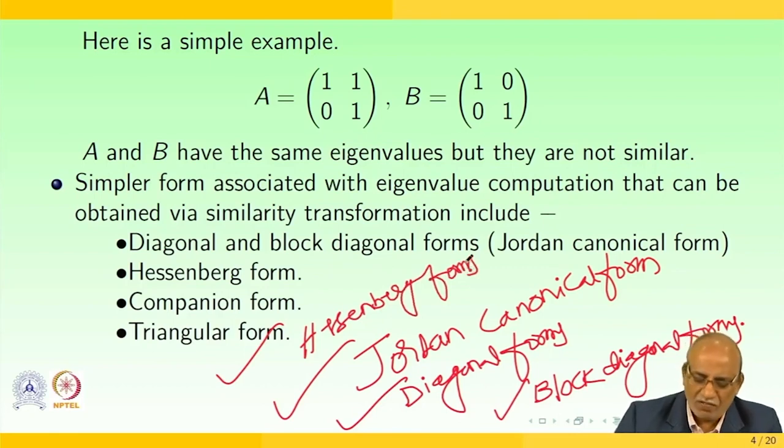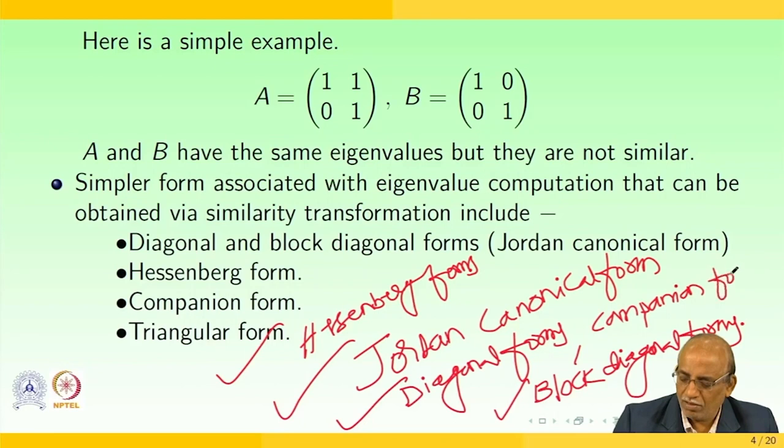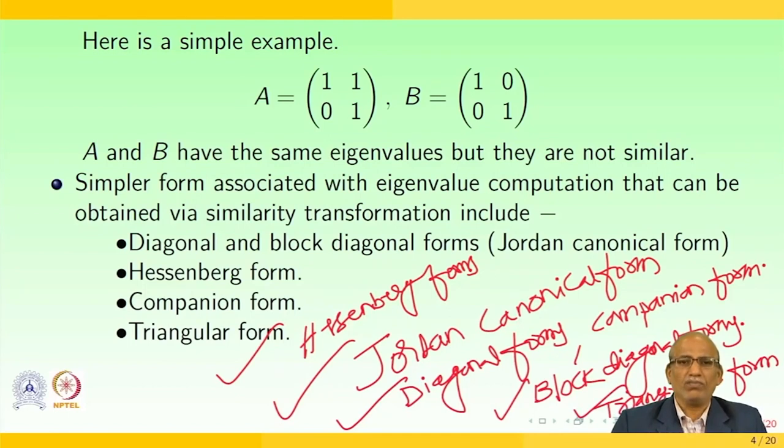Heisenberg forms, companion form, triangular form. Simpler forms associated with eigenvalue computation that can be obtained via similarity transformation include diagonal and block diagonal forms. There will be blocks along the principal diagonal, super diagonal, and sub diagonal. Then it will form blocks, right? Block diagonal matrices, which we call Jordan blocks, and the transformation associated with them is what we call the Jordan canonical form.